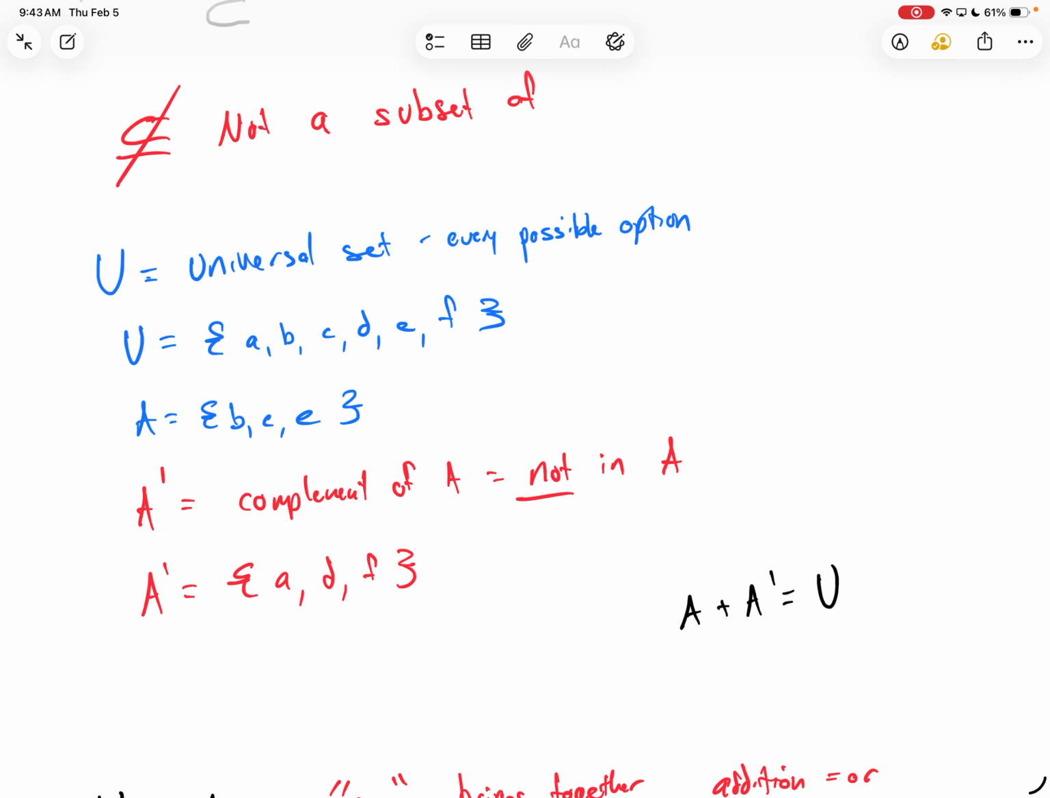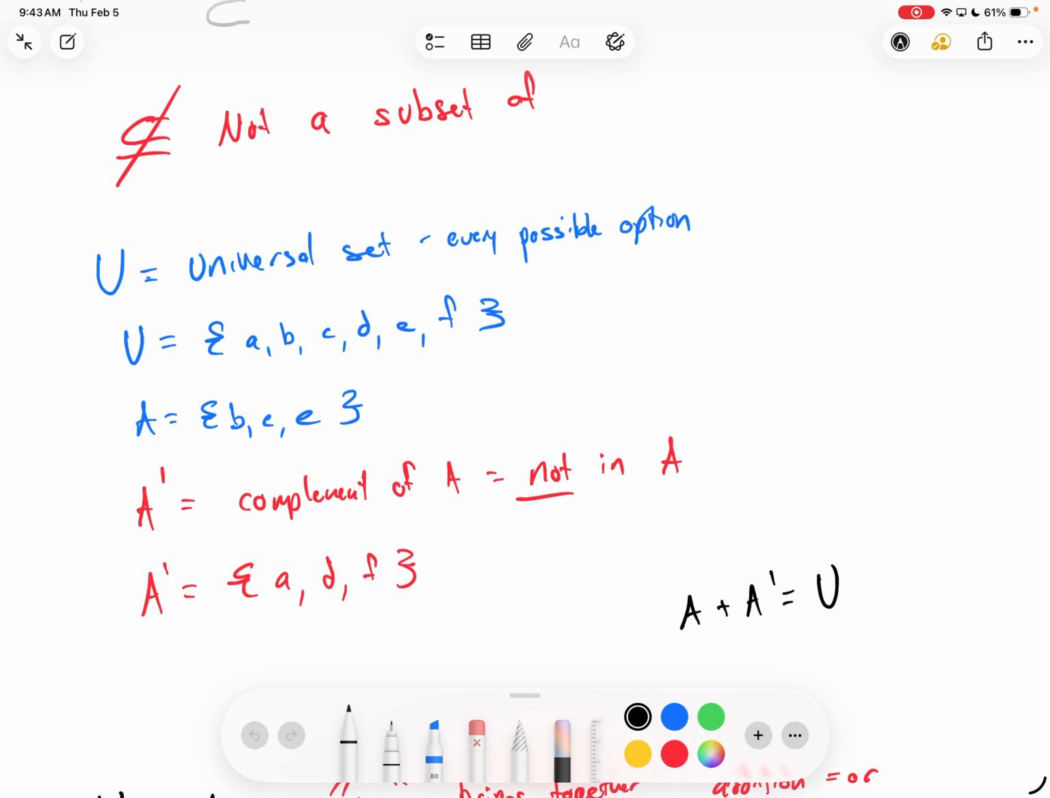Okay, did I forget B in there? My last class didn't tell me that either. 8 a.m., your brain's not thinking right, so I didn't put a B in here.